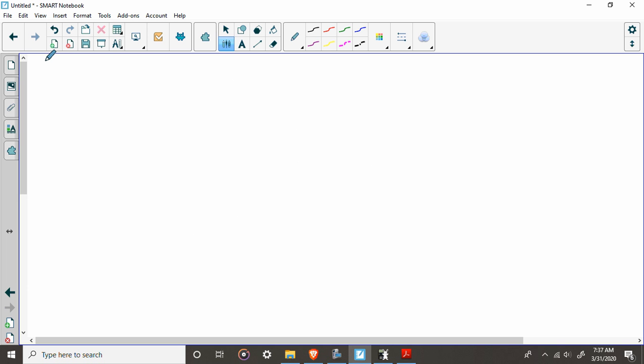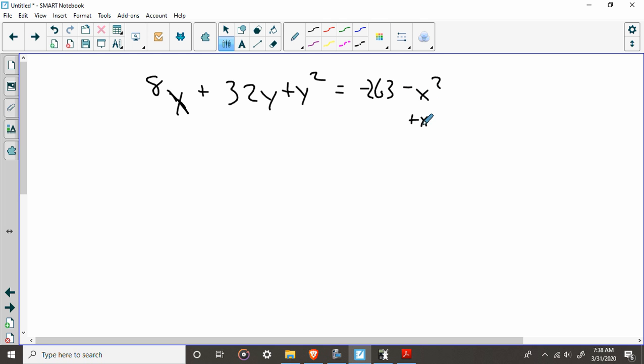Again, this one's going to be not so lovely looking, but that's okay. 8x plus 32y plus y squared is equal to negative 263 minus x squared. So again, what do we got to do? We got to move the x's over to the other side. Move the x squareds over.